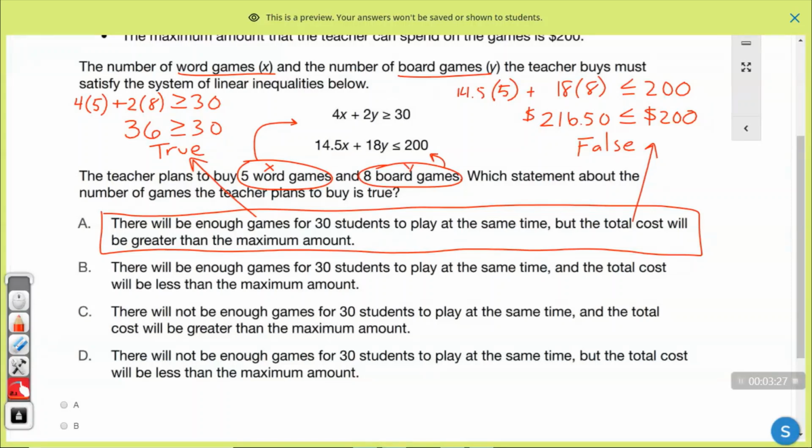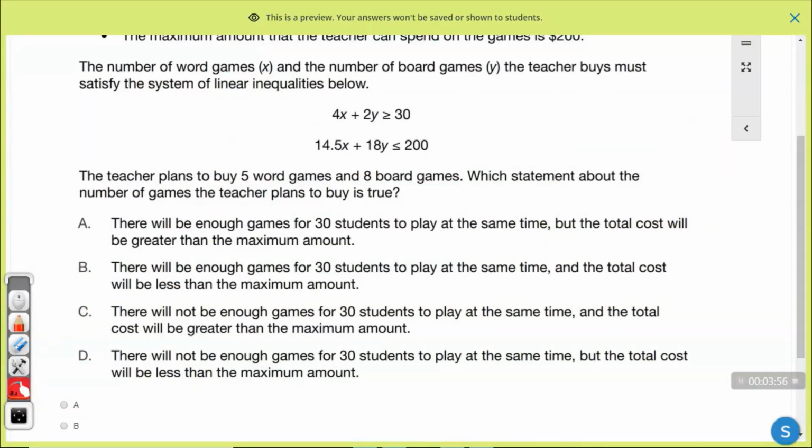Let's look at B. There will be enough games for 30 students to play at the same time, and the total cost will be less than the maximum amount. That's wrong. It's not less than the maximum amount, so B is false. There will not be enough games for the 30 students. Well, that is not true. There are going to be enough games for the 30 students. And the last one, there will not be enough games. So again, that one is also false. And so we see that A is the only one that is true in this case that satisfies the relationship that we're looking for. All right, let's take a look at our next question.